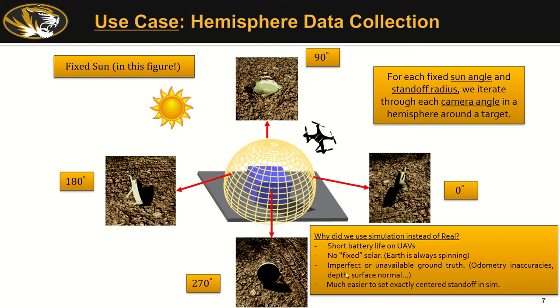Also, ground truth is hard to get, especially not just having targets labeled, but if you want dense depth or surface normals or perfect odometry, all these things are really hard to get in the real world. But in simulation, it's just at our fingertips.